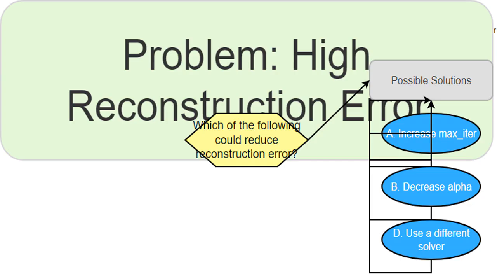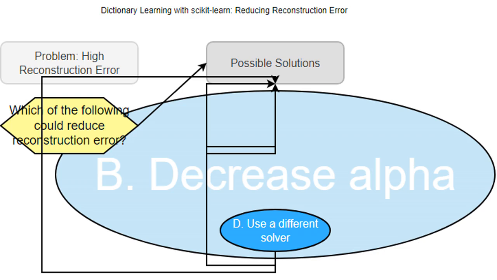You're experiencing a high reconstruction error after using Sklearn function. This means the dictionary created from your data is not representing the original data well enough. Your goal is to improve the accuracy of this representation. Parameter ALPHA controls sparsity. Lowering ALPHA makes the representation less sparse, allowing for more detail and potentially reducing reconstruction error.